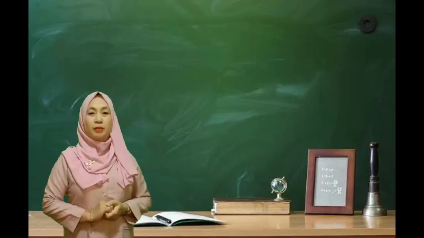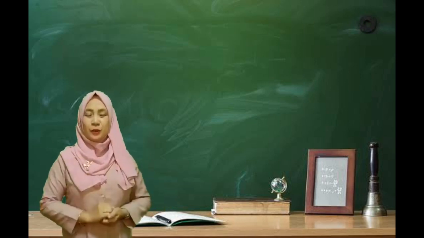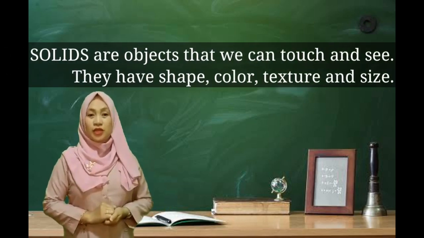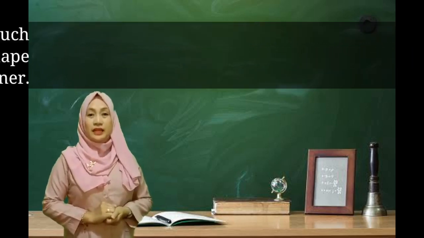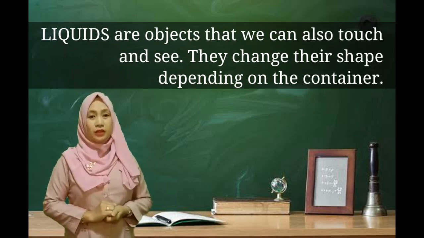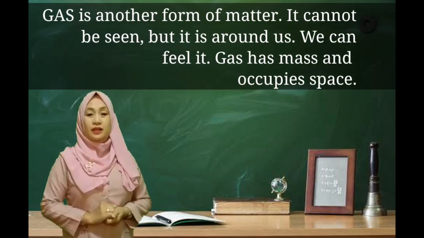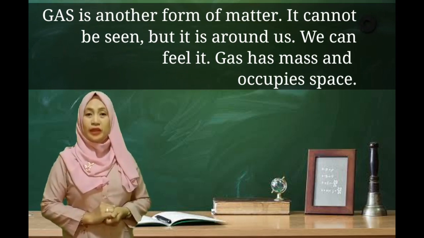Do you still remember these 3 forms of matter? Let's have a review. Solids are objects that we can touch and see. They have shape, color, texture, and size. Liquids are objects that we can also touch and see. They change their shape depending on the container. Gas is another form of matter. It cannot be seen, but it is around us. We can feel it. Gas has mass and occupies space.